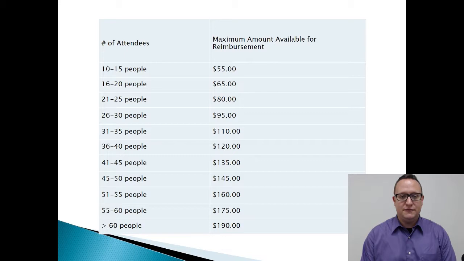This table outlines the funds available for events. We use these caps to help spread the funds around all groups. For example, if your event is going to have about 12 people, you can use up to $55 for food, supplies, or whatever you need for that event. Please try to adhere to these guidelines. We understand that sometimes you need additional funds, and so let me know ahead of time if you're going to need more than what's listed here.